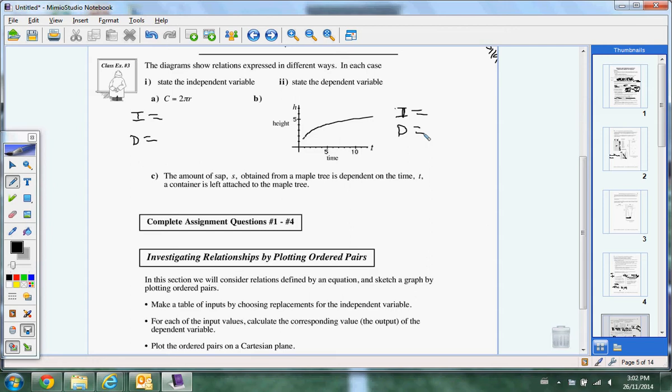R, because when I plug something in for R, it gives me a C, right? So R is independent, C is my dependent. Okay, Allie, what do you think for B?